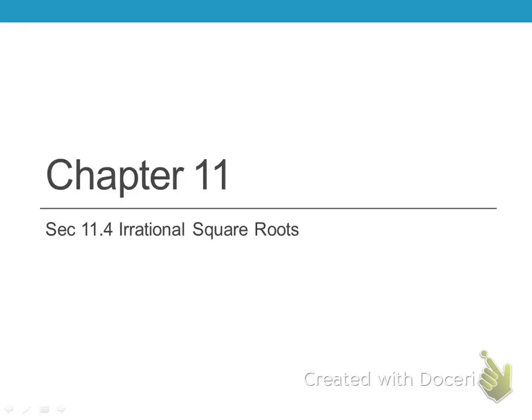The second day for chapter 11 is what we're starting today. If you're following along in your textbook, which I'm pretty sure nobody is, but if you are, this is 11.4. This is about irrational square roots. So basically square roots when they're not perfect squares.